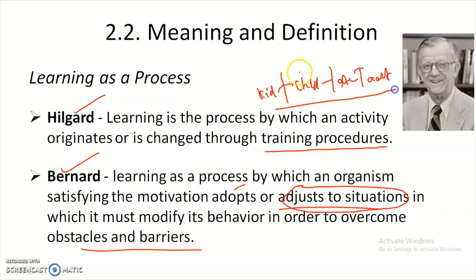From kid to child, our situations will be different, and from child to adolescent, and from adolescent to adult. So in each and every stage, from studying age to job age, and from job age to marriage age, our situations will be different from age to age. So definitely whatever the learning process is, it must teach us how to adjust to the situations and how to modify our behavior in order to overcome the obstacles and barriers, right?